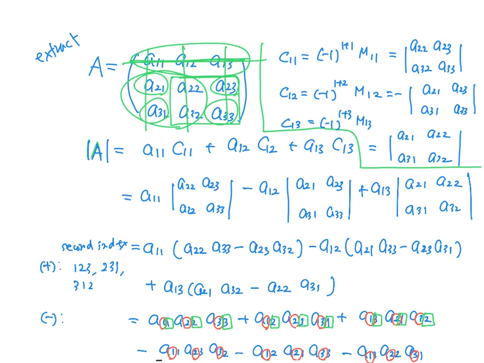How about negative terms? 1, 3, 2. Or 2, 1, 3. And the last one, 3, 2, 1.